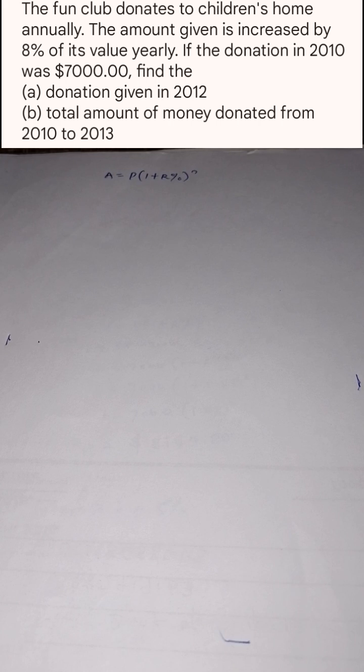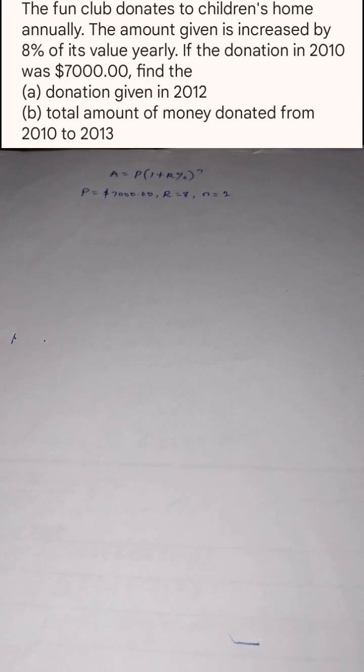So what we have is A is equal to P times (1 plus R percent) to the power of N. In this case, A is the total amount, P is the principal, which is given as $7,000, and R is the rate, which is 8. The number of years is 2, between 2010 and 2012. So now we can put it into the formula and simplify.